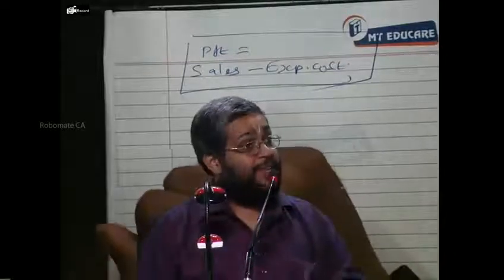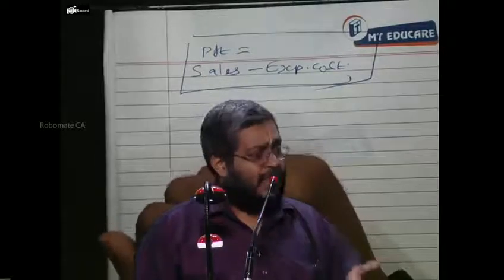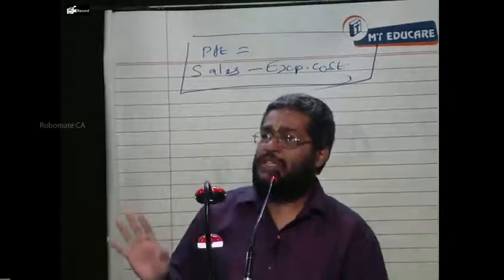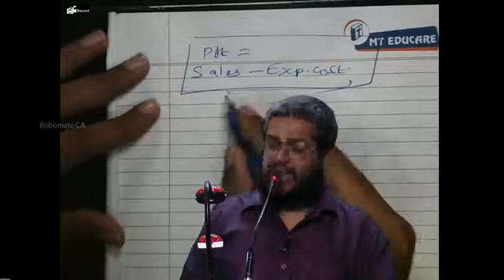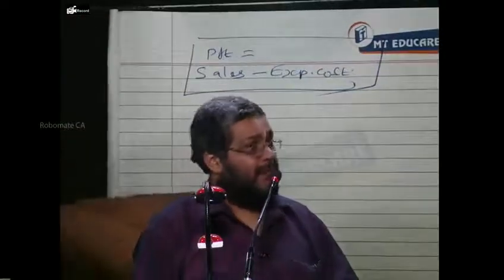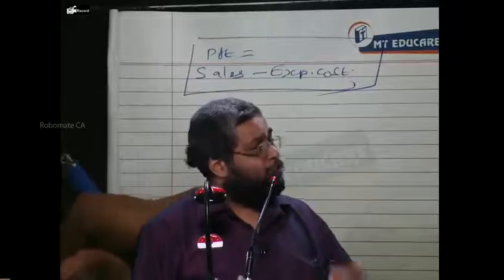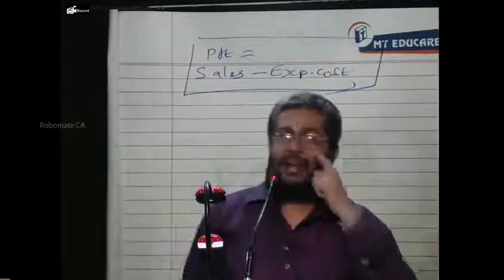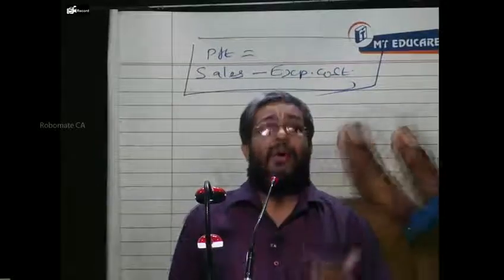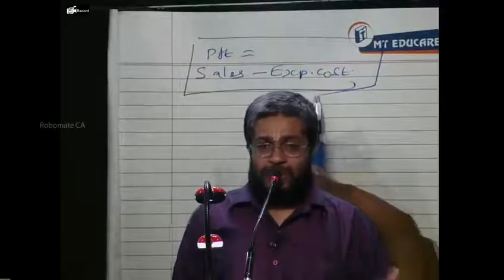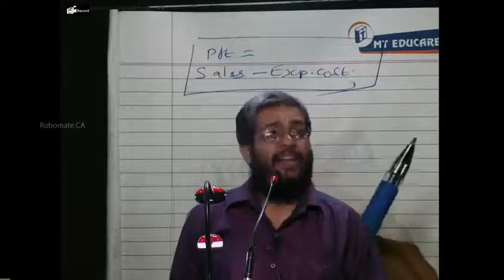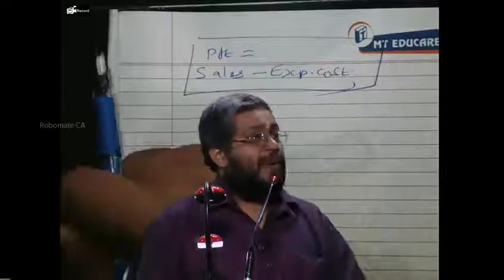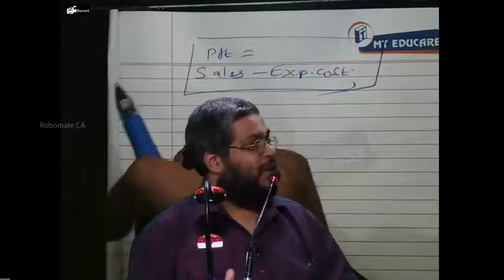Sales minus expired cost. The question is, sir, what is expired cost? Expired cost means those costs which are charged against current year sales. Then what is unexpired cost? Those costs which go to the next year are called unexpired cost. Tell me, what is expired cost? Those costs which are charged against the current year sale. The cost will live for one more year, dying this year. I put it into the mouth of the sales this year itself.